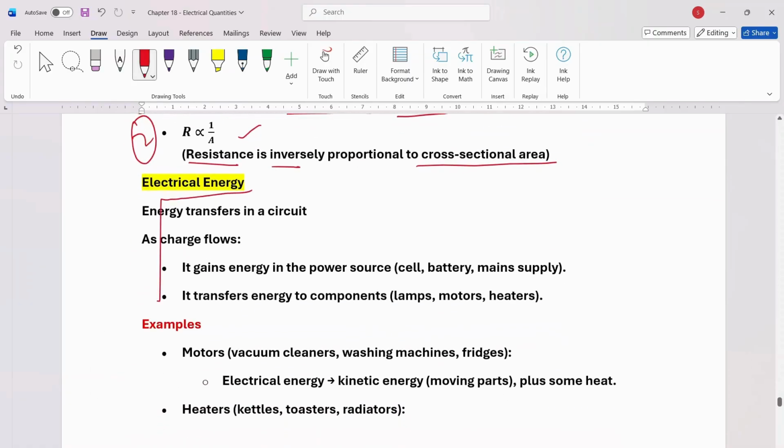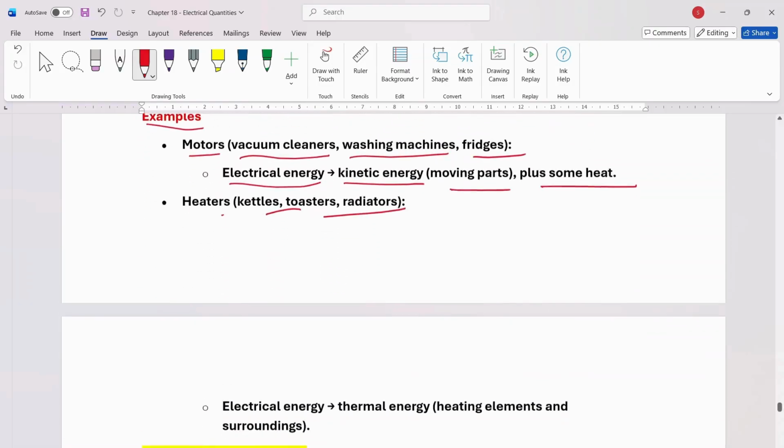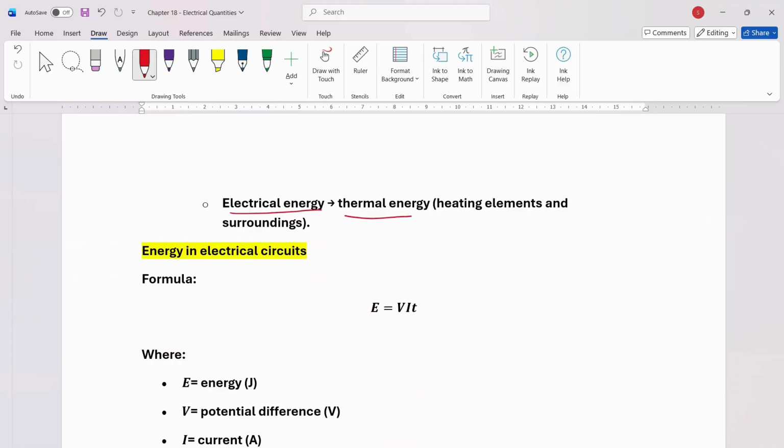Then let's discuss electrical energy. Energy transfers in a circuit. As charge flows, it gains energy in the power source: cell, battery, main supply. It transfers energy to components: lamps, motors, heaters. Examples of motors: vacuum cleaners, washing machines, fridge. Electrical energy becomes kinetic energy in moving parts, plus some heat. Heaters, kettles, toasters, radiators: electrical energy becomes thermal energy in the heating elements surrounding.